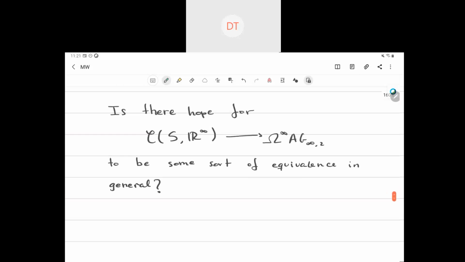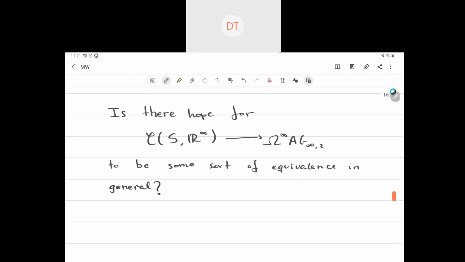So what do we do about that? If there is no hope for this to be an equivalence, we could either just drop it or try to fix it. So how can one fix this issue? The left-hand side depends on the choice of S, the right-hand side doesn't.